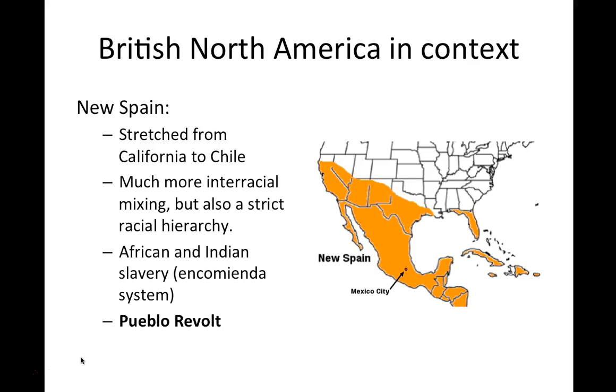Indian slavery, known as the encomienda system, is always on the APUSH test. And their sort of defining moment is the Pueblo Revolt, at least defining to the place that's in the United States. And that's something I highly recommend you look up before the APUSH test, but to keep this lecture under an hour, I am going to move forward.